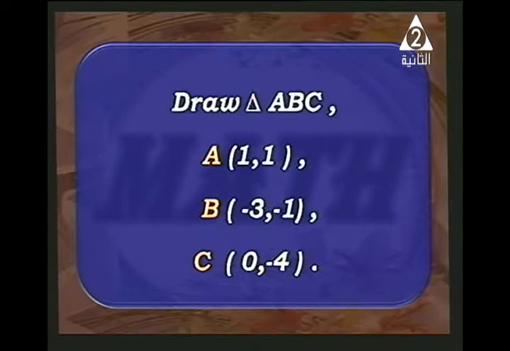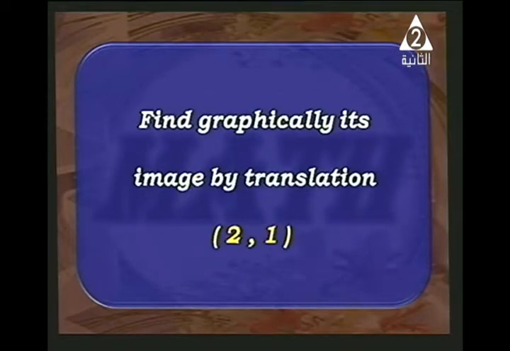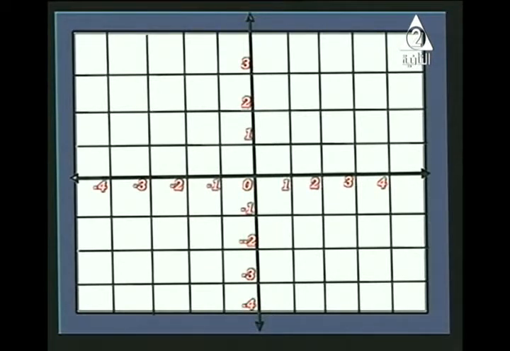(0, negative 4). Then find graphically its image by translation (2, 1). First of all, you are going to plot the two axes, the x-axis and the y-axis. Plot the 3 points A, B, and C. A is (1, 1). B is (-3, -1). And C is (0, -4). Draw triangle A, B, C. Then find its image by translation you have taken.